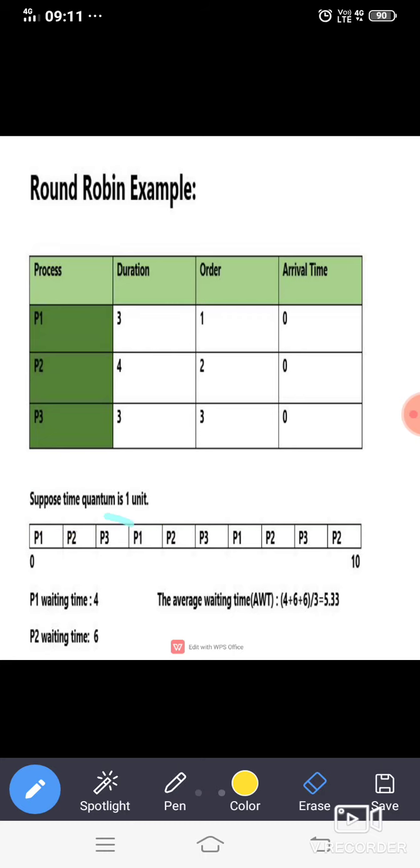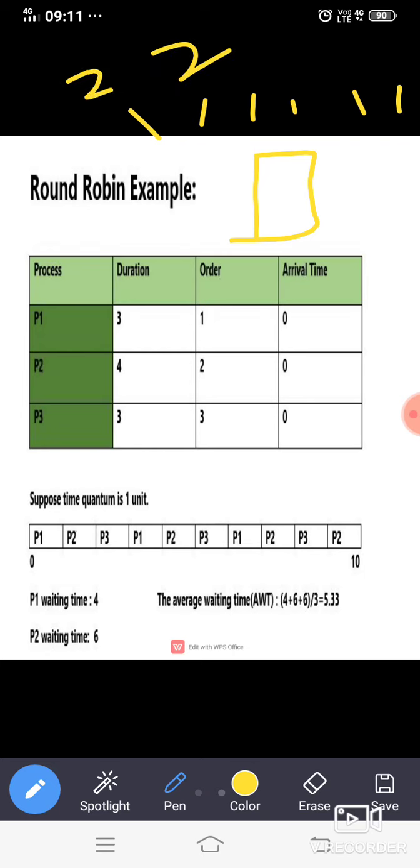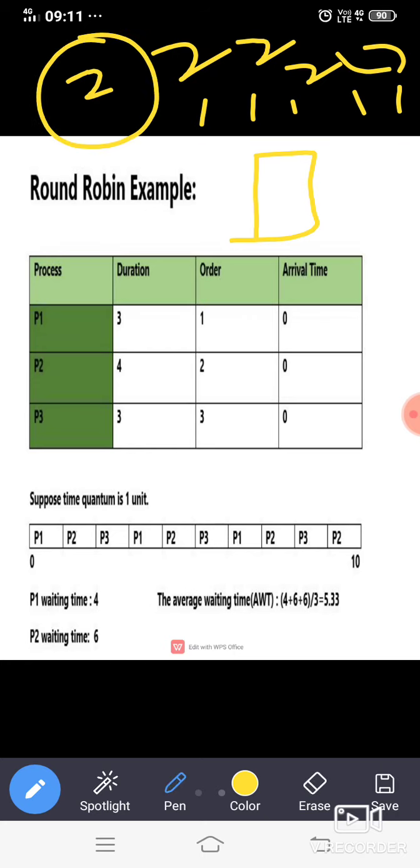The CPU is busy executing so many jobs. If I give 2 seconds to the first process, 2 seconds to the second, and 2 seconds to the third, then the time interval distributed equally to all the processes is what we call a time quantum. In this example the time quantum is 1 unit, meaning 1 second is given.